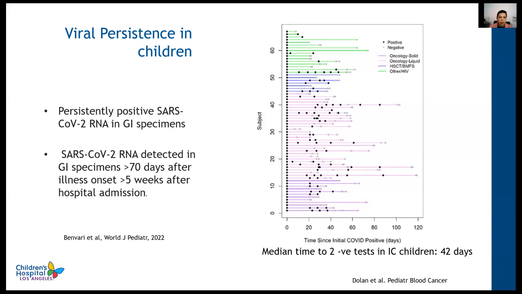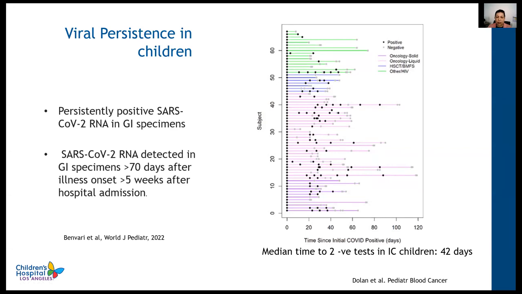There are much fewer studies on viral persistence in children. So the study by Benvari et al. is a meta-analysis and a systematic review, which included 12 studies. And what they found was that within the studies, persistently positive SARS-CoV-2 was detected in GI specimens. And when I say GI specimens, it's primarily stool and rectal swabs. Again, they found that persistence of SARS-CoV-2 in GI specimens extended far beyond the respiratory specimens, and it lasted up to greater than 70 days after illness onset and up to 5 weeks after hospital admission.